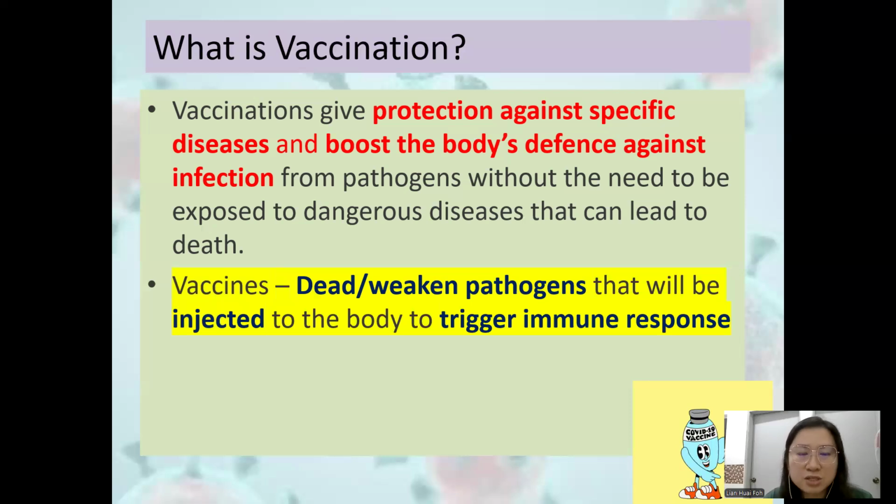So why is vaccination important? It helps us, let's say we are exposed to a dangerous disease like COVID. If we have vaccination, we can reduce the effect of the infection, as we have antibodies produced by the body to fight back against the disease.